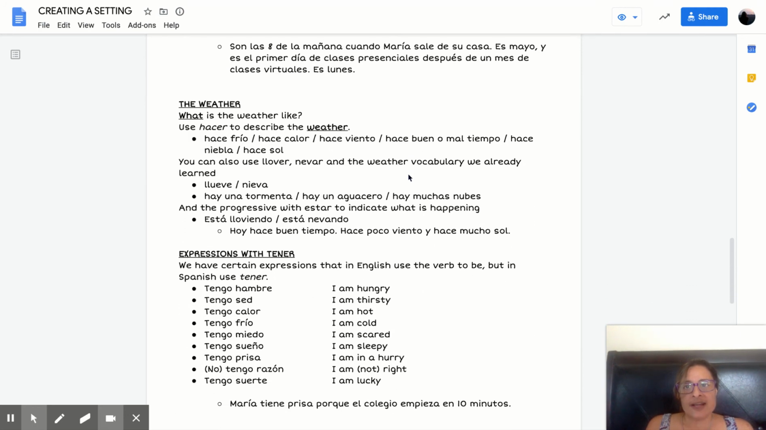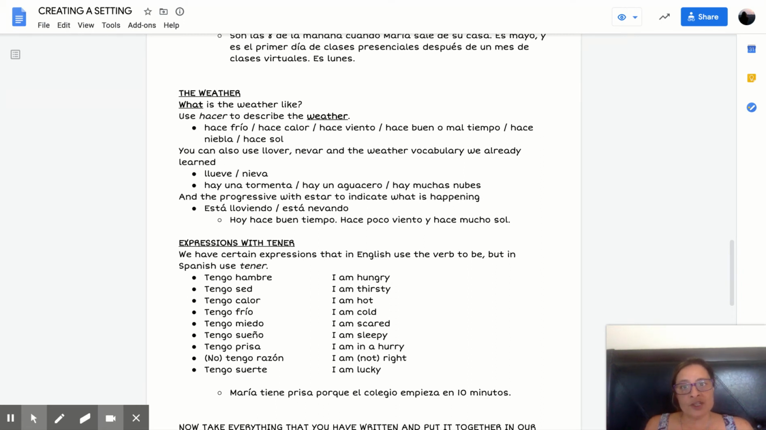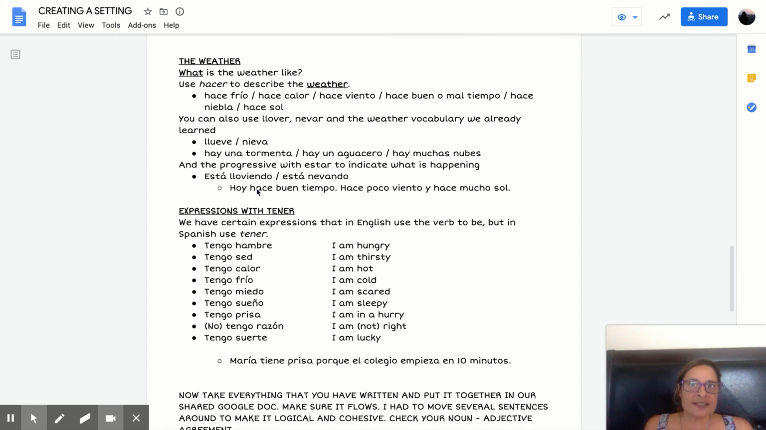You want to also finally describe the weather. So remember that with the weather, we have a lot of expressions that use hacer. You can also use the verb directly if you're talking about snowing and raining. Remember our vocab from when we did our travel unit. And you can also use the progressive to say it is raining or it is snowing.